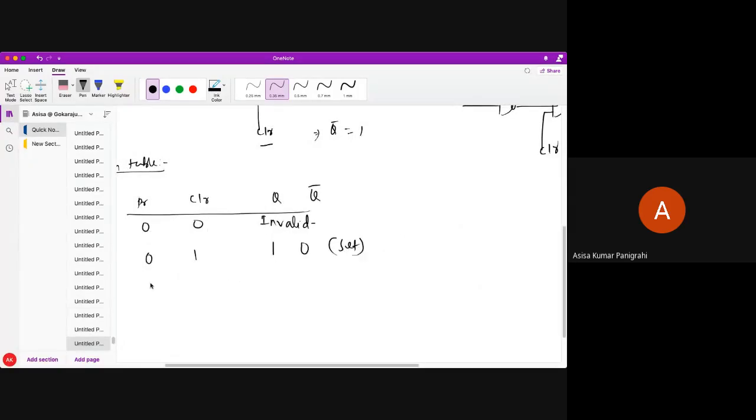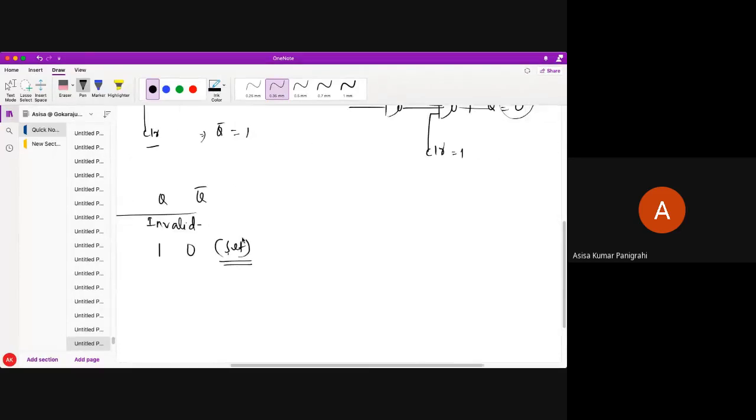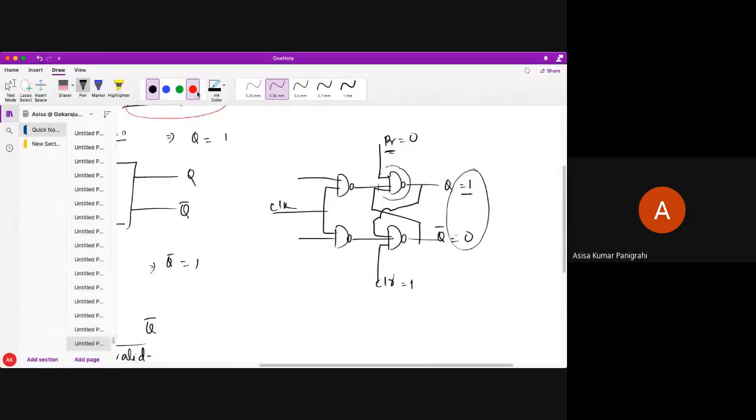Next, set initial state. Please try to remember this is the initial state. We are doing all this with preset and clear to get the initial state of the flip-flop. So preset is 1, clear is 0. At that time, what will we get? If preset is 1 and clear is 0, this is 1 now.